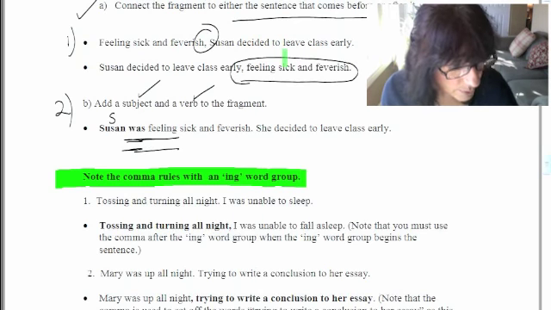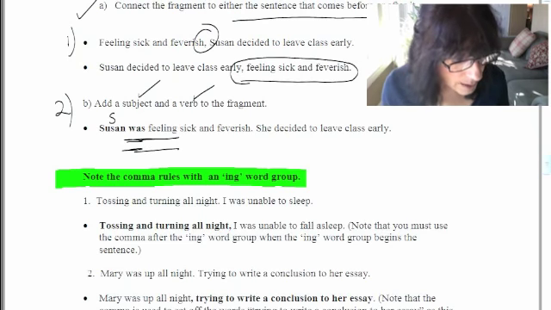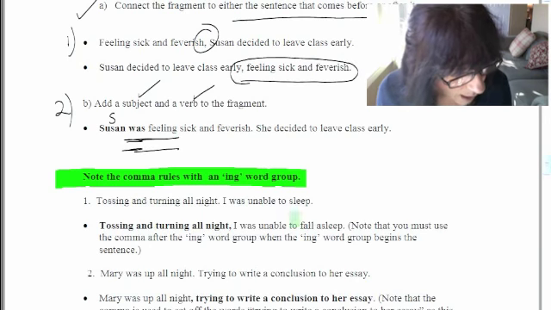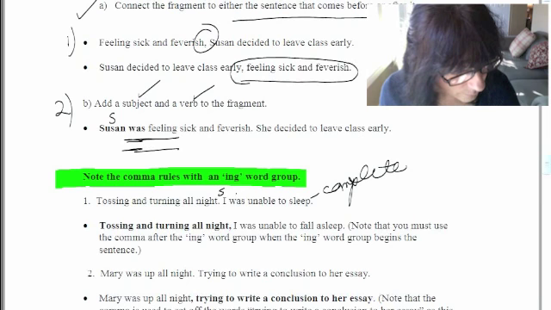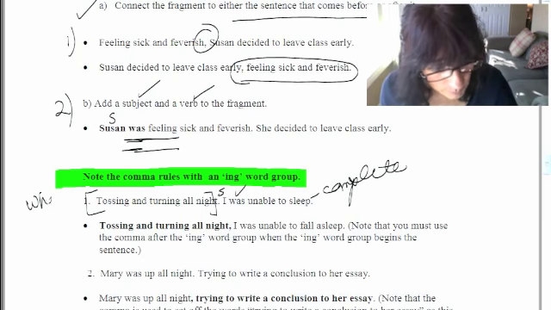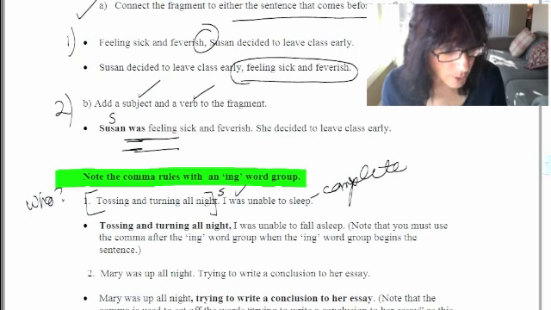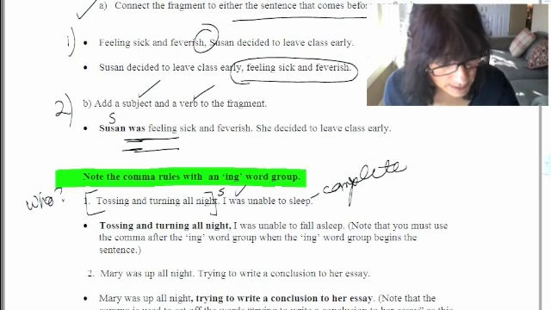Now I'd like you to note the comma rules when you have an ing word group, because I mentioned up here that you need to include a comma. So let's look at when you put the comma in. Tossing and turning all night, period. I was unable to sleep. I was unable to sleep is a complete thought. This is complete because you've got your subject I and your verb was. But tossing and turning all night, it's a fragment. First of all, you don't know who was tossing and turning all night, and you only have part of the verb. It would have to be was tossing, because you'd say I was tossing. So it's missing part of the verb right here.